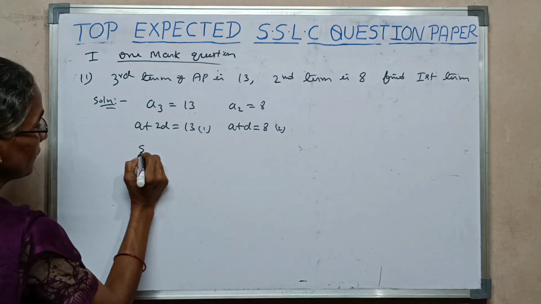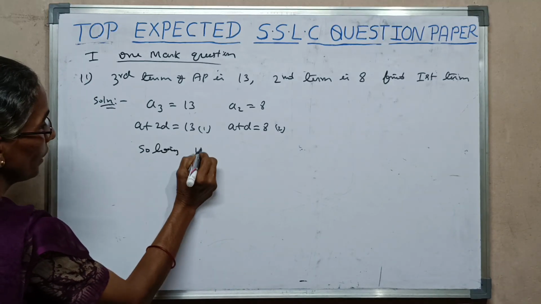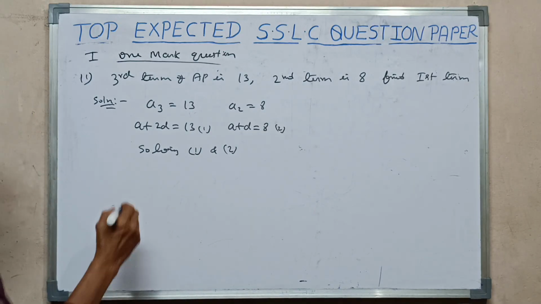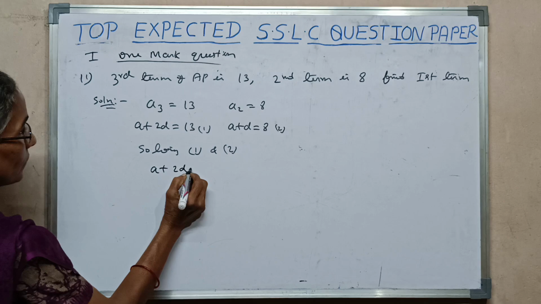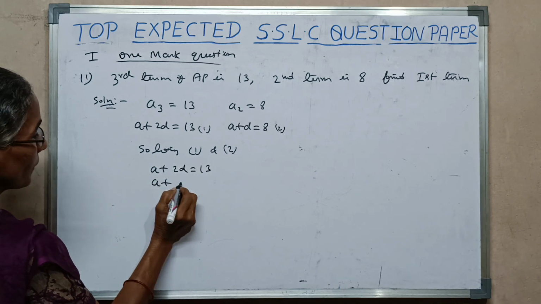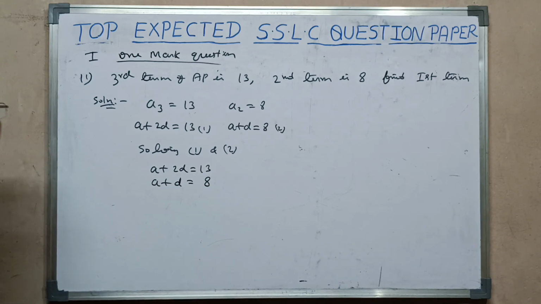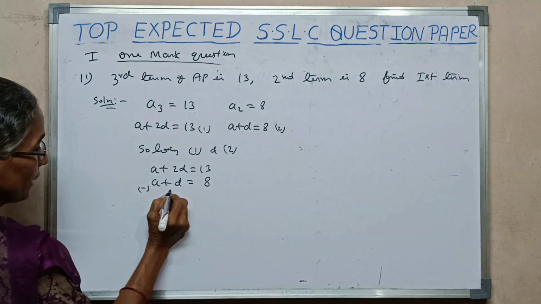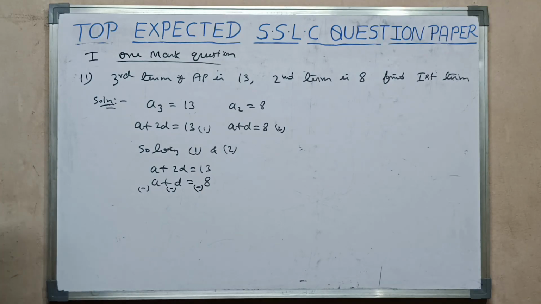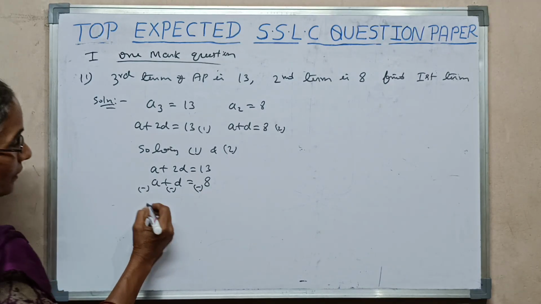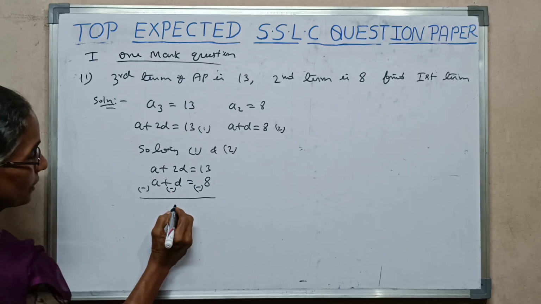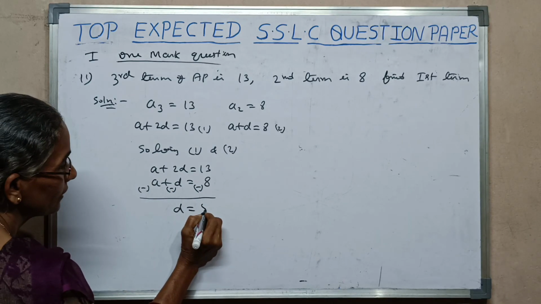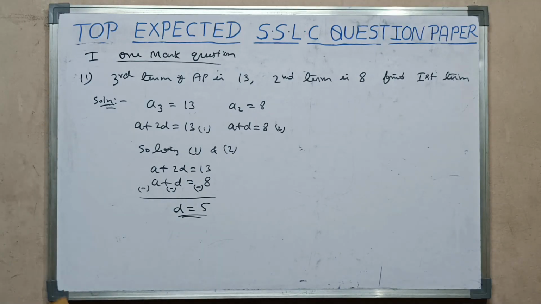So solving equations 1 and 2, we will get the values of A and D. A plus 2D equal to 13, A plus D equal to 8. Subtracting equation 2 from equation 1: A cancels, plus 2D minus D is D, and 13 minus 8 is 5. So D equal to 5.